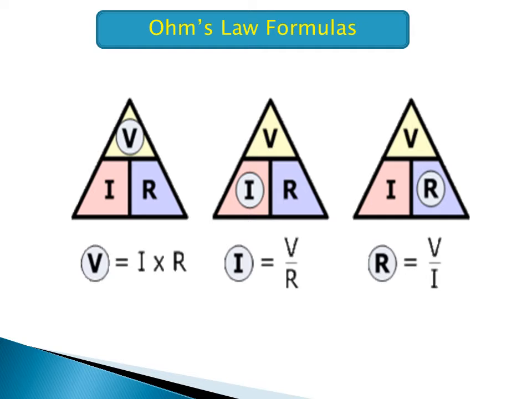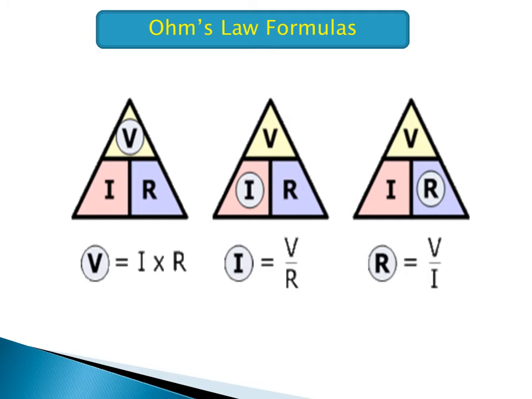From the first triangle, we calculate the voltage formula. That means V is equal to the lower part of the triangle, that means I into R. In the second triangle, for the current formula, I is equal to the upper part of the triangle, that is voltage, divided by the lower part of the triangle, that is resistance. So the formula becomes current is equal to voltage divided by resistance.